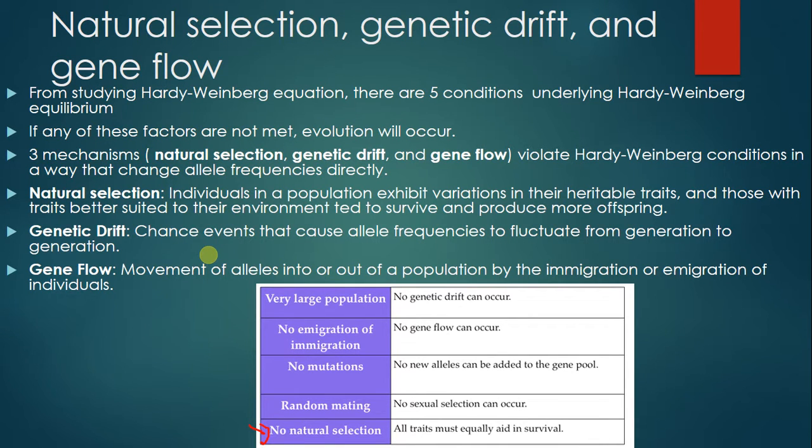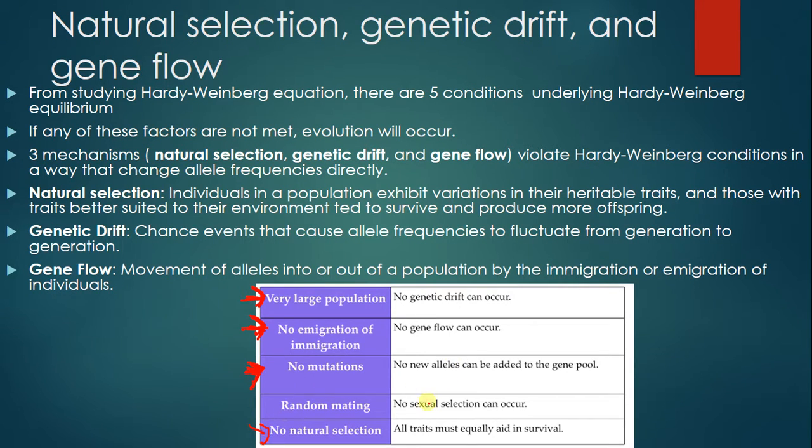Some of the examples that relate to genetic drift are small populations. Genetic drift happens a lot in very small populations. And mutation is another example of things that genetic drift violates. And gene flow is the movement of alleles into and out of a population by emigration or immigration. Gene flow breaks the criterion of no emigration or immigration right there.